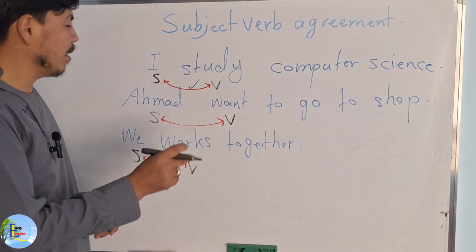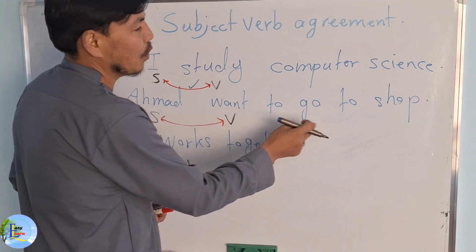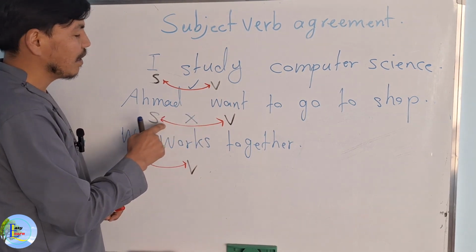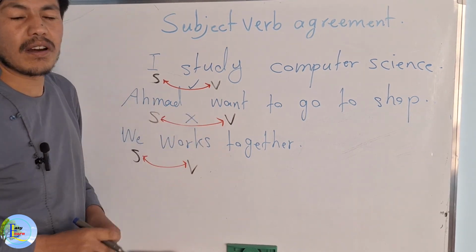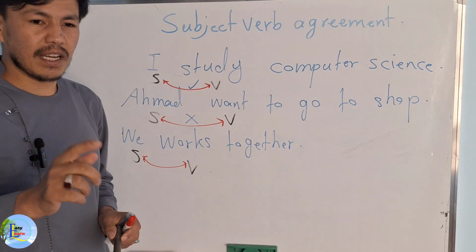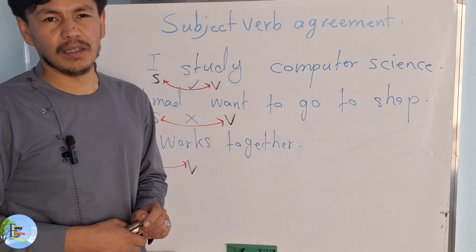Okay, so now I will show you. Ahmad want to go to shop. Here, subject and verb do not agree together. Why? We know the rule of present simple.